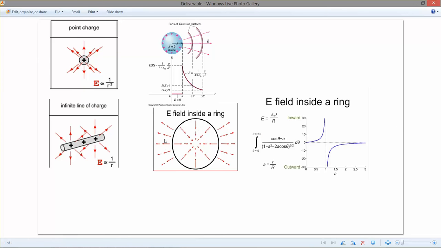The next configuration is the electric field inside a ring charge. So here you can see in this equation that I'm pointing at is a very complex equation for the electric field for a ring charge. And you can see that there's the value A, which is actually a representation of r divided by capital R. In this case, the small r is the distance of the haptics cursor from the center of the ring, and the capital R is the radius of the ring. So depending on this value of A, this integral turns out to be positive or negative.